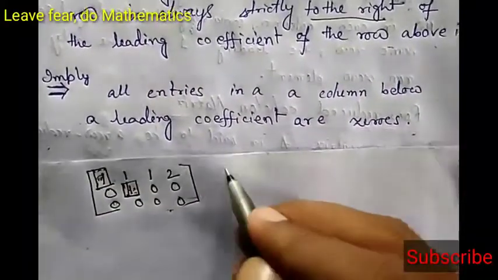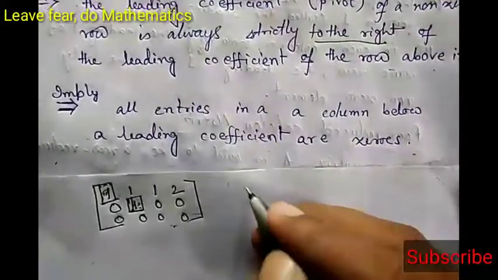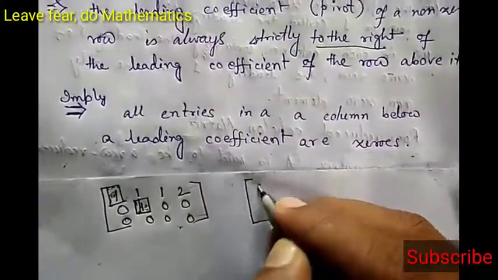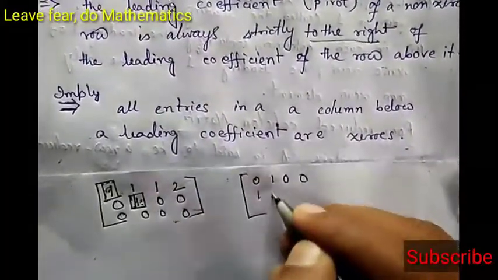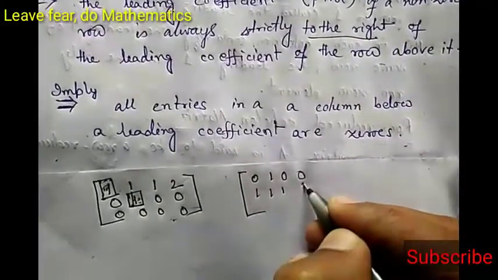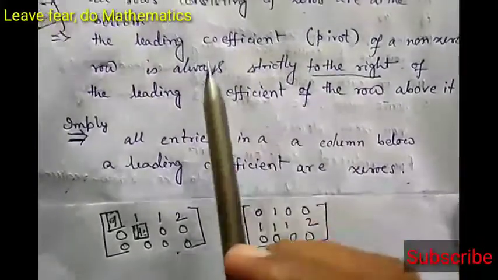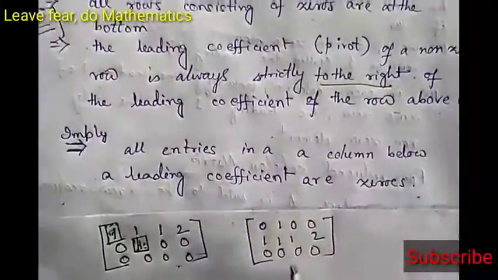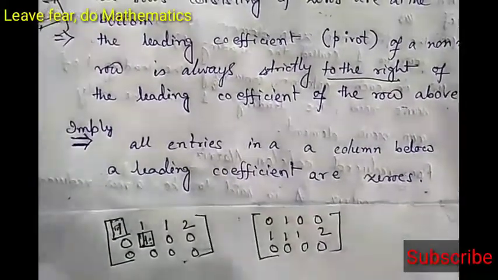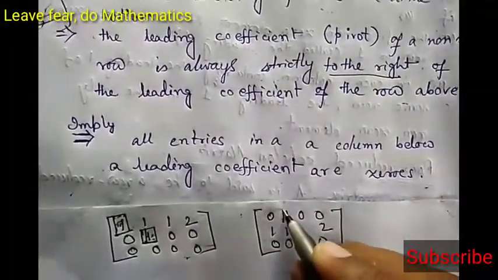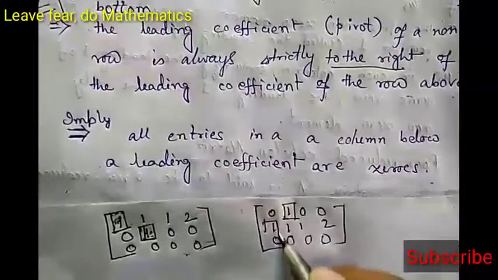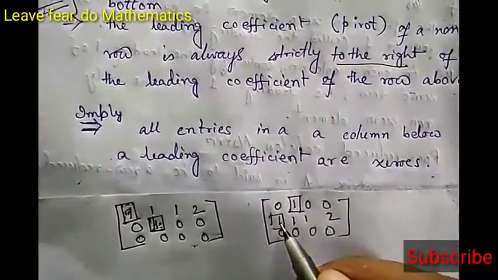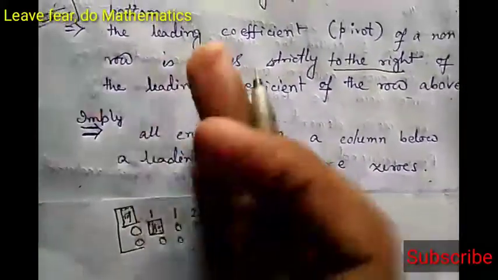Okay, so if you want to understand the second condition better, just write this matrix: 0 1 0 0, 1 1 1 2, and 0 0 0 0. Look, this satisfies the first condition, that is, the zero row stays at the bottom. The leading coefficient of the first row is this, the leading coefficient of the second row is this, but the leading coefficient of the second row stays on the left side.